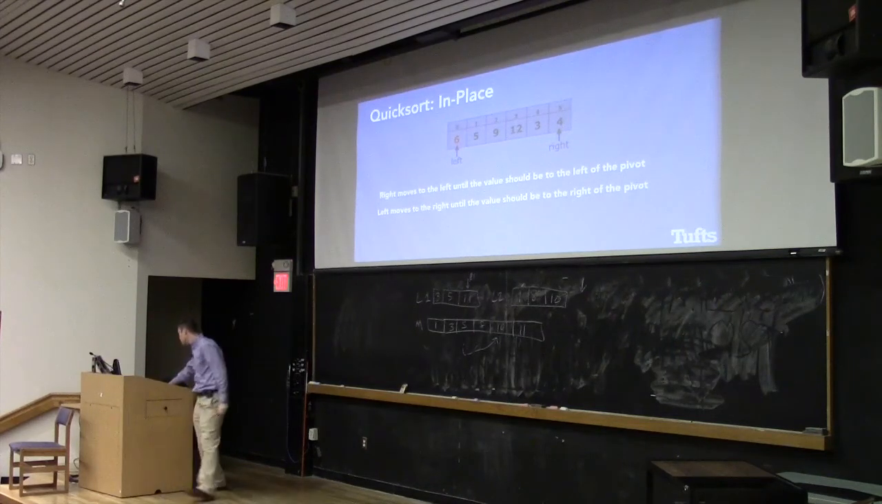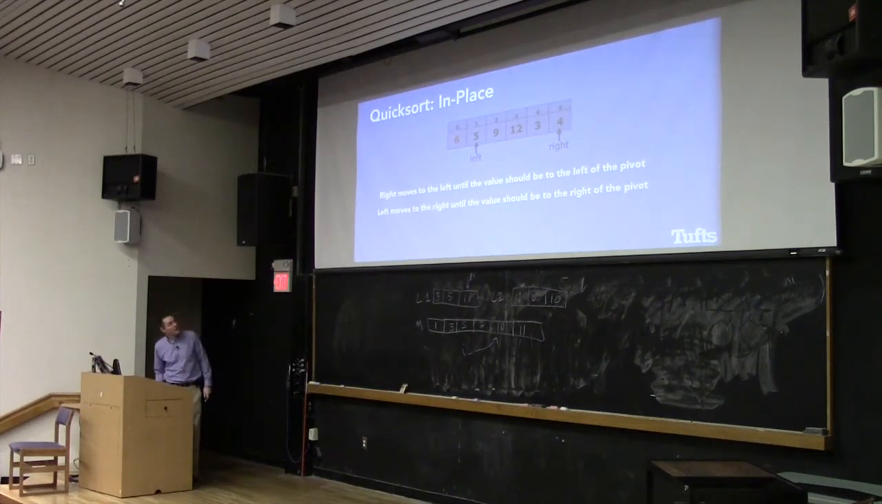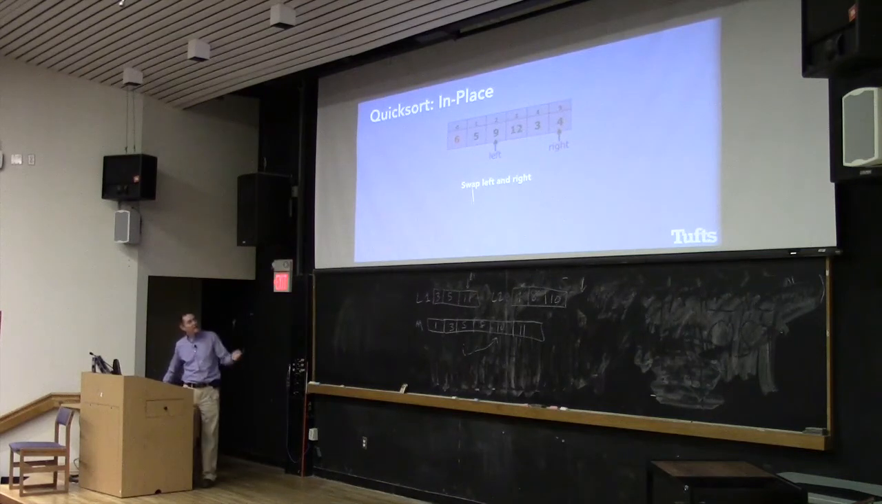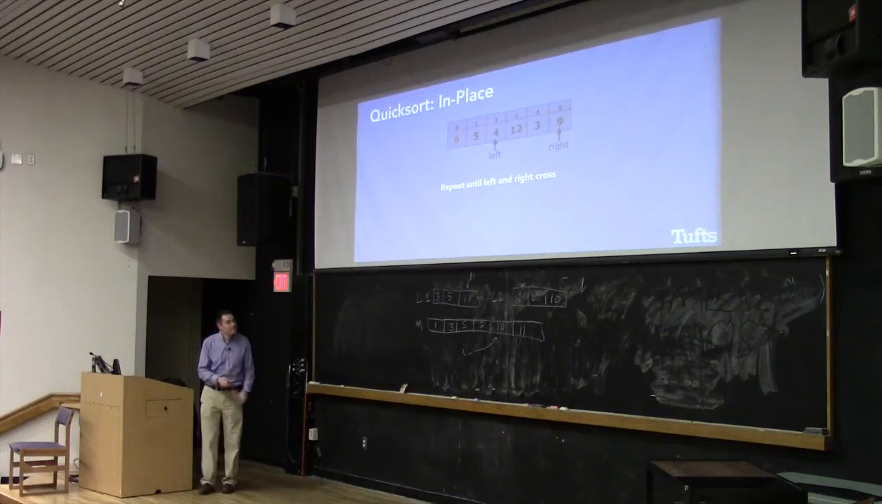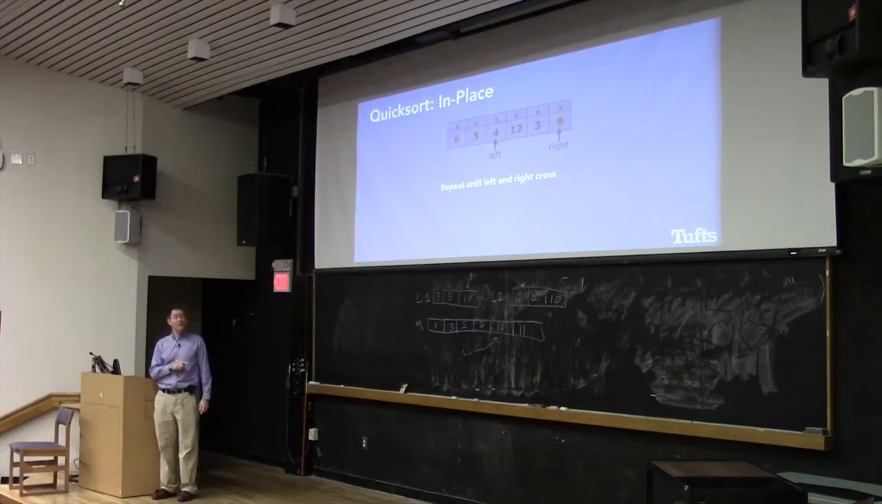Swap them. Okay? So here we go. We're going to do that. And then now we're going to get to 9 and 4. 4 should be to the left. 9 should be to the right. Swap them. Okay? And you keep doing this until the left and the right cross each other.